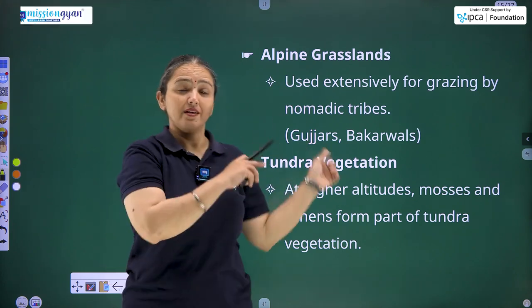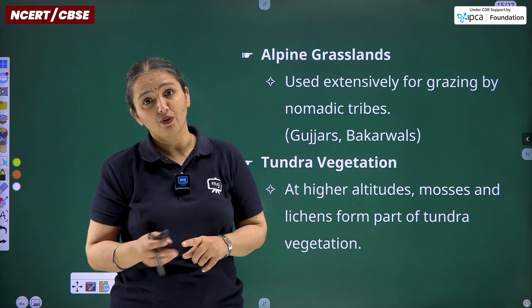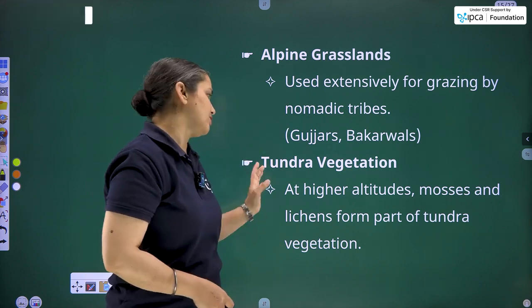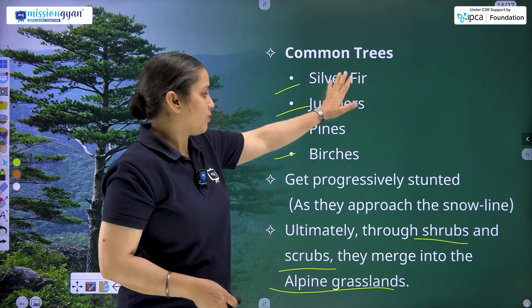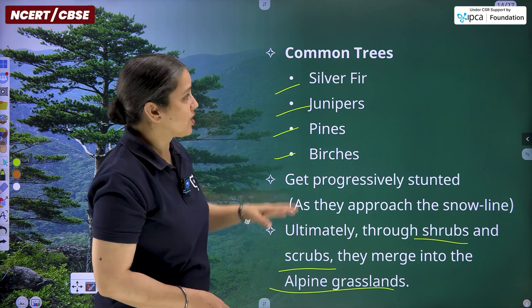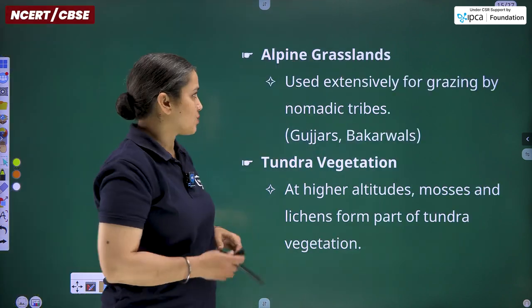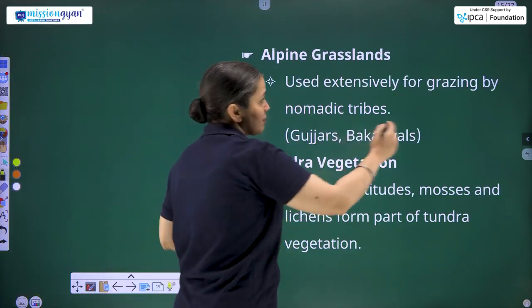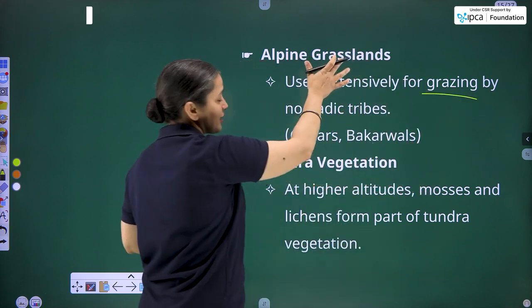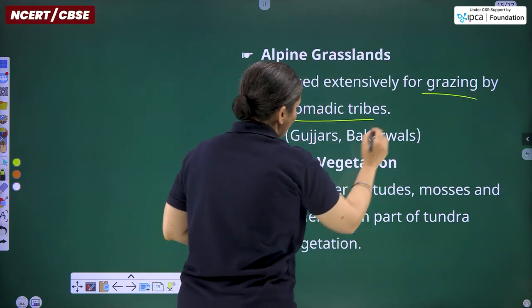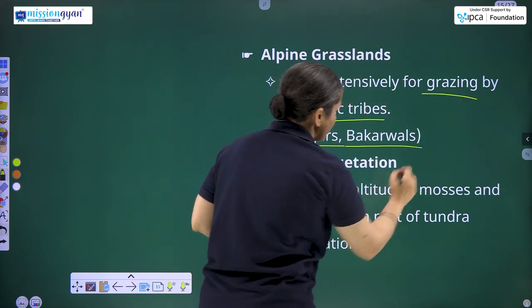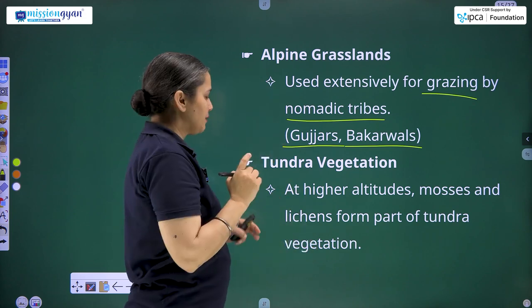Alpine grasslands. As there were temperate grasslands and temperate forests, for temperate vegetation we do have temperate grasslands as well. These are used extensively for grazing by the nomadic tribes, particularly Gujars and Bakarwals. We are talking about the Himalayan part.